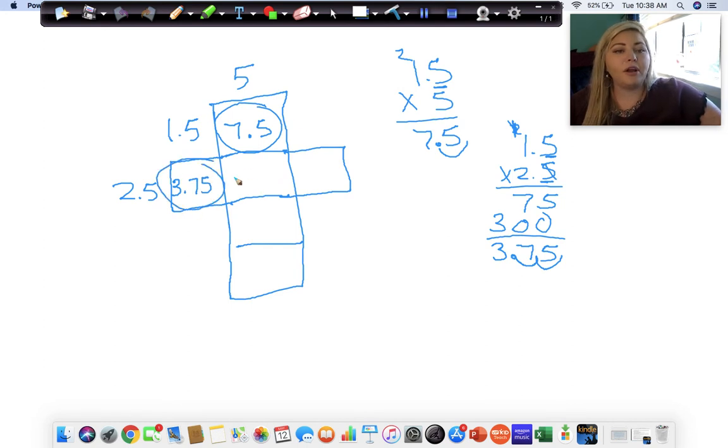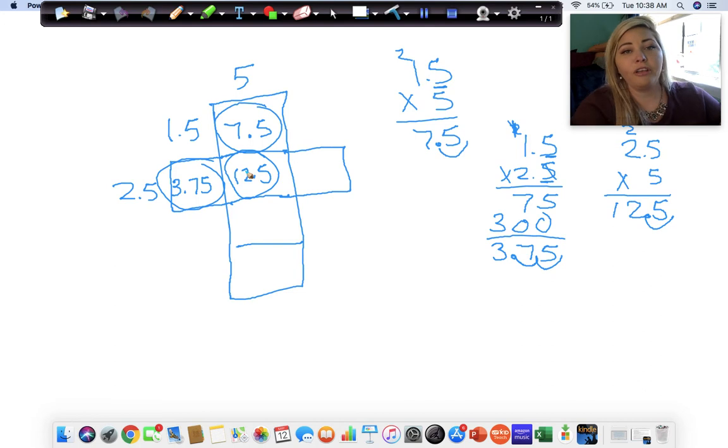And then this square in the middle is going to be the 5 and the 2.5. So we are going to multiply 2.5 times 5. 5 times 5 is 25, carry the 2. 5 times 2 is 10, plus 2 is 12. And we have one decimal place, so we're going to move it over one time. So this in the middle is 12 1/2.